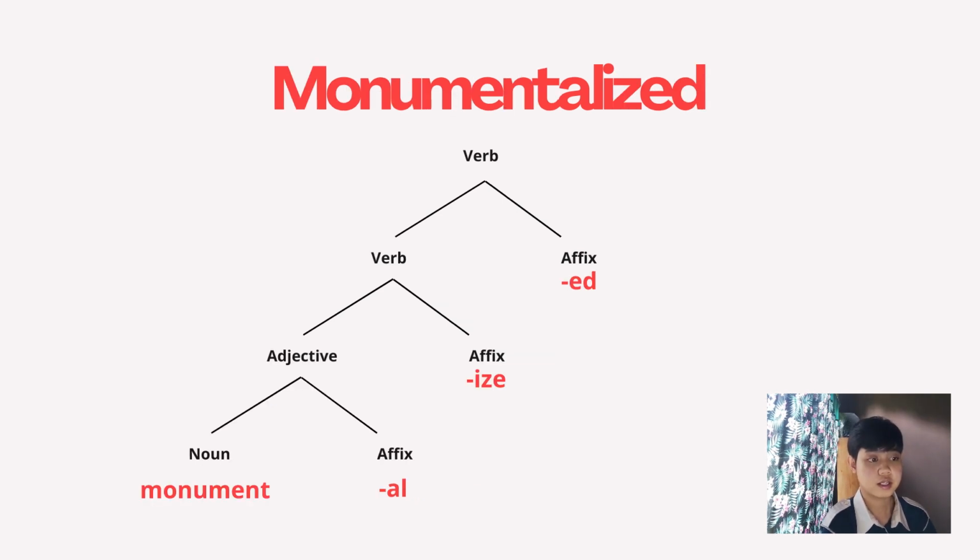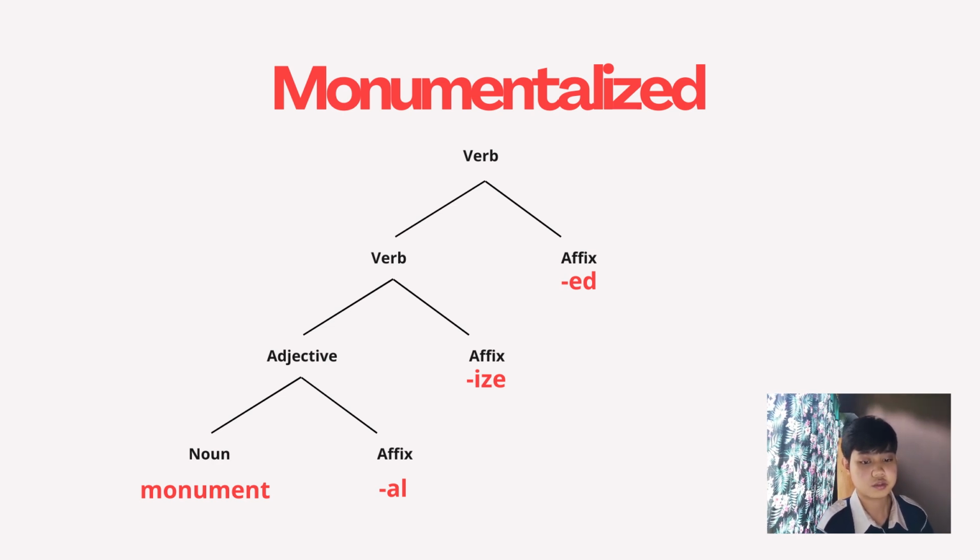And the last word is monumentalized. The word monumentalized consists of the root monument and 3 suffixes: al, ize, and ed. The suffixes al and ize are derivational, while ed is an inflectional suffix indicating past tense.